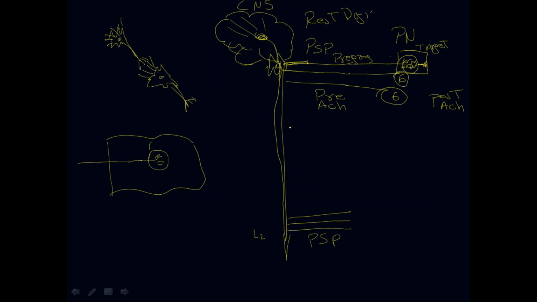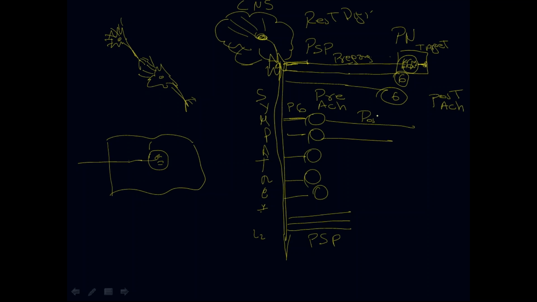All right, so then we have the sympathetic. The sympathetic is all this area. This is the sympathetic. The sympathetic is going to have a short pathway, a short preganglionic. And here's the ganglion, and we have a long postganglionic.